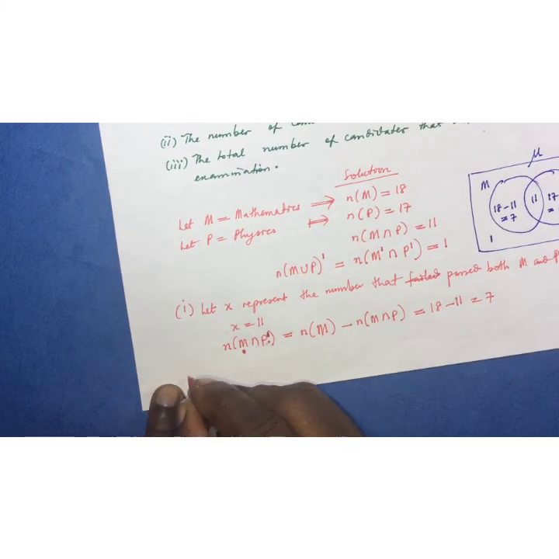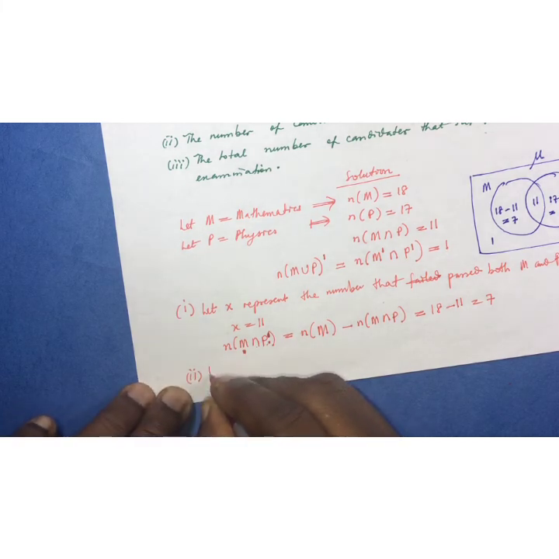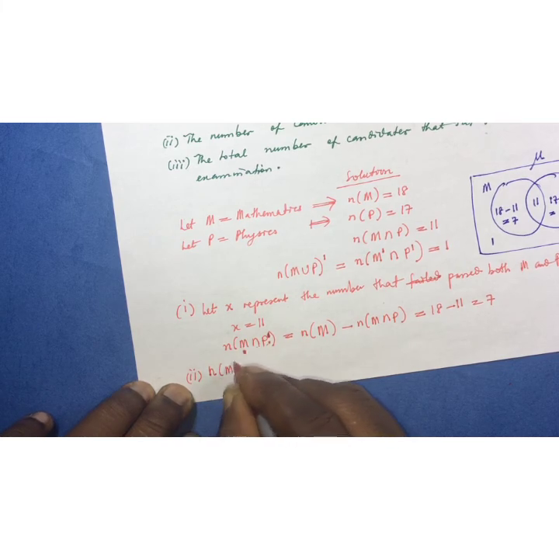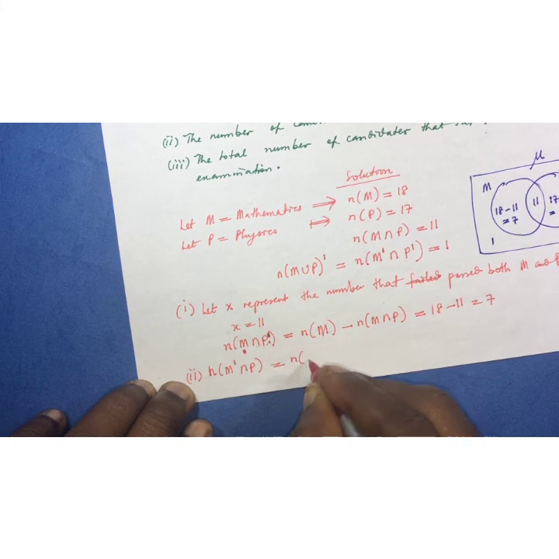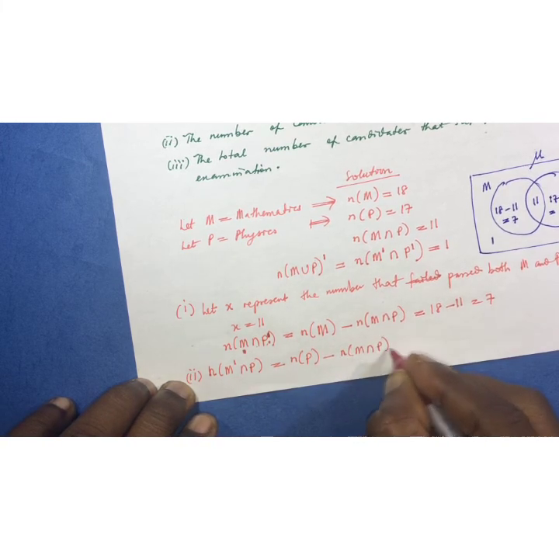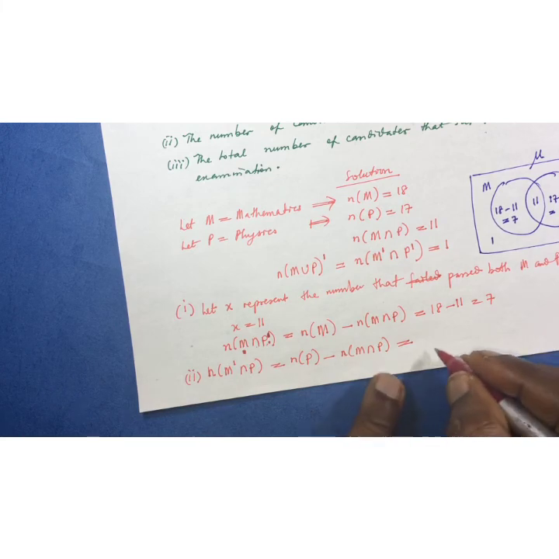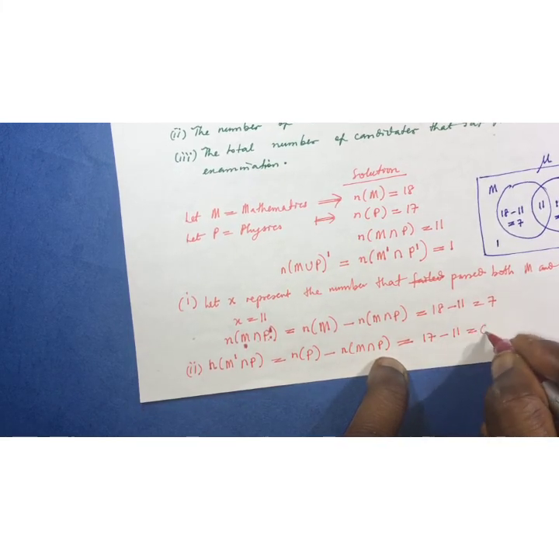So let's go to question number 2. Now in question number 2, you are asked to find the number of candidates that pass physics only. So physics only will be NM complement intersection P, and that will be used subtracting from physics the number of candidates that pass physics. That will be used subtracting the intersection, that is those who pass both, and that will give you 17 minus 11, which is 6.